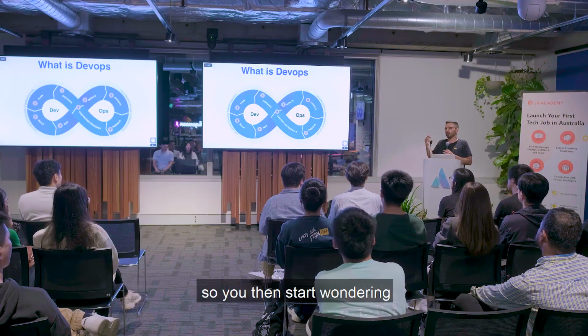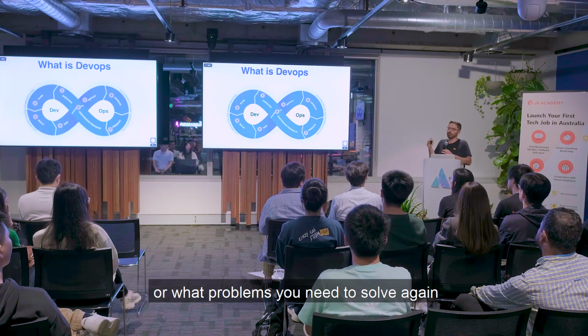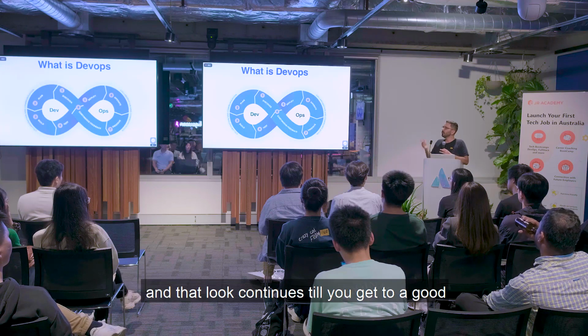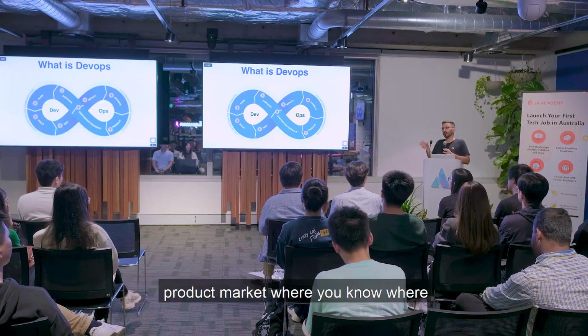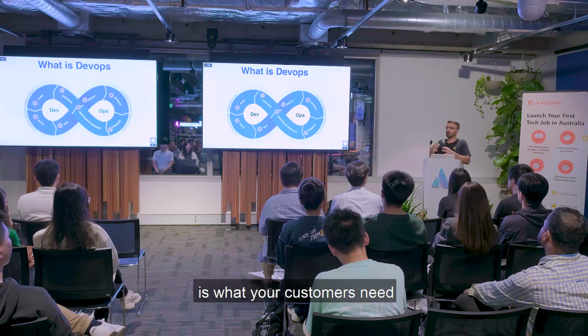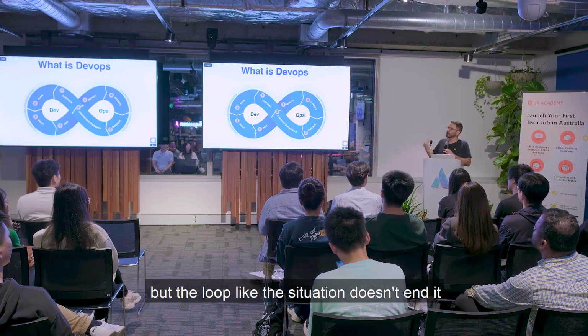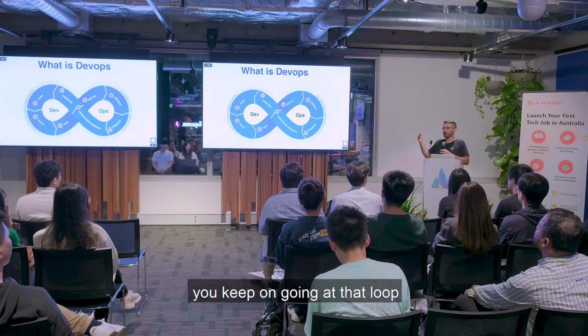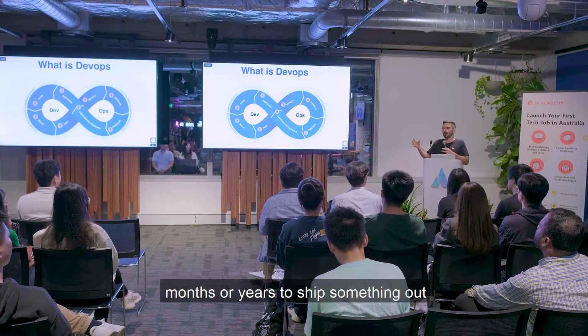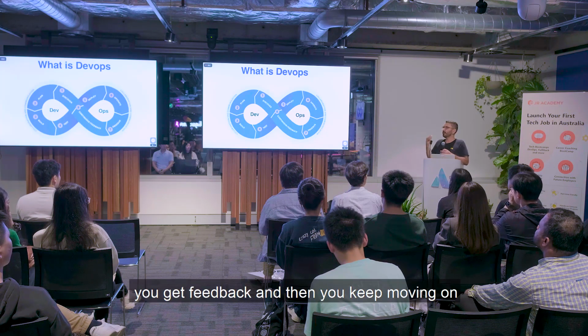So you then start wondering what problems you need to solve first, or what problems you need to solve again, or maybe change the way you thought about solving them. And that loop continues till you get to a good product market fit, where you know that the software or the feature that you're shipping out is what your customers need. But the situation doesn't end; you keep on going in that loop. But the main benefit you get is you don't have to wait months or years to ship something out. You ship iteratively, you get feedback, and then you keep moving on.